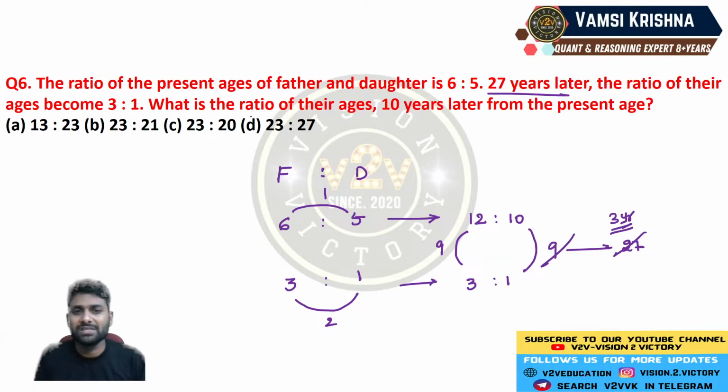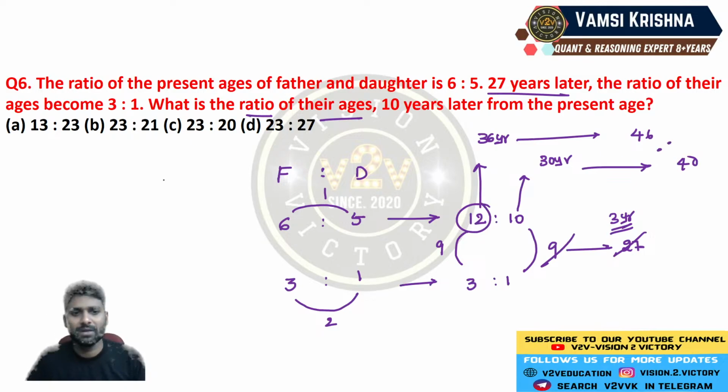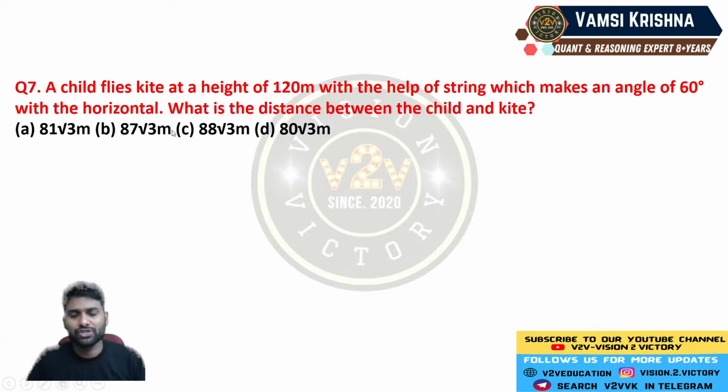Now the question: what is the ratio of their ages? First find the present ages. Present age is exactly equal to 12 threes are 36 years. 10 threes are 30 years. Now, after 10 years, age of this person is 46. After 10 years, age of that person is 40. Now, the question here, what is the ratio? So, it's 23 is to.